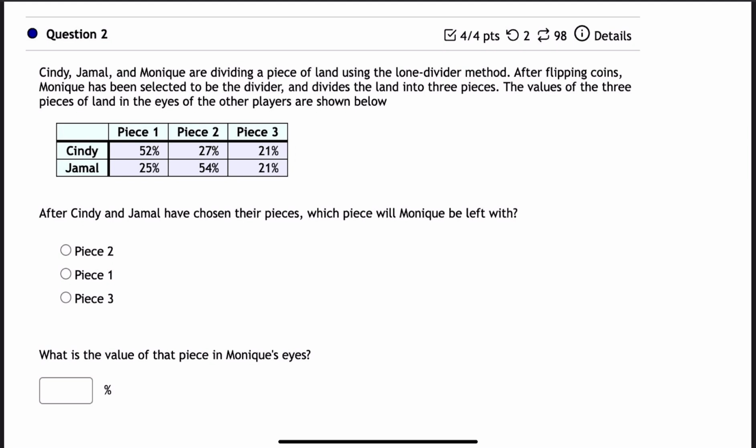Now, we want to keep in mind that Monique already thinks these 3 pieces are fair share. So Monique can be given any of those 3 pieces and will be happy because they value all 3 pieces equally and the same. But Cindy and Jamal do not value them all the same. So our job is to figure out, 1, what is the fair share? What percentage would be a fair share to Monique at least? And that will help us decide who would get what as far as with Cindy and Jamal. So fair share is to take the 100% of the land, the whole land, and divide it up equally among 3 people.